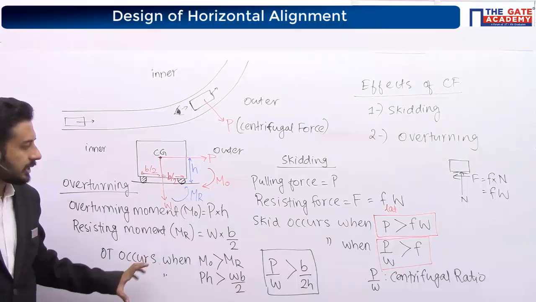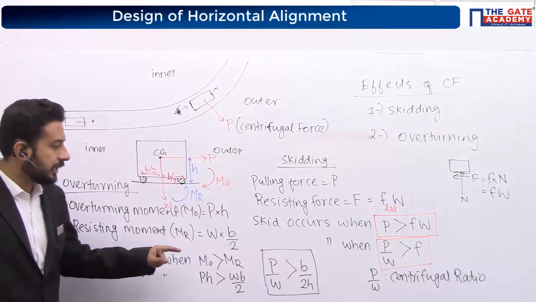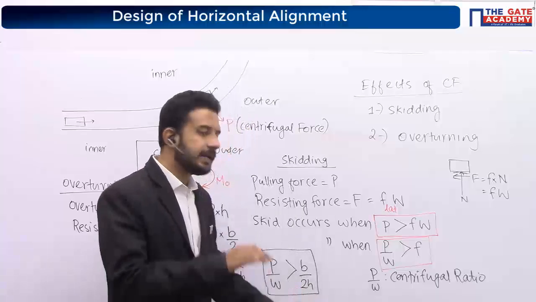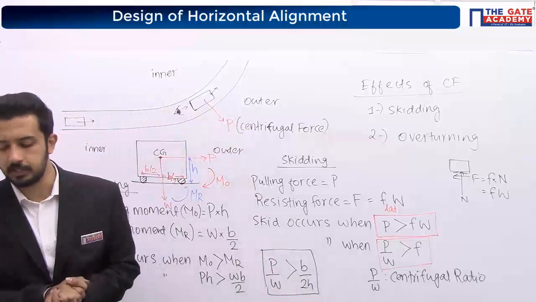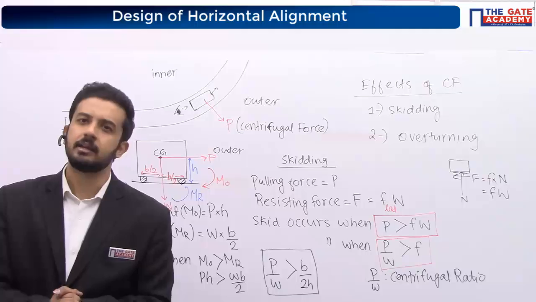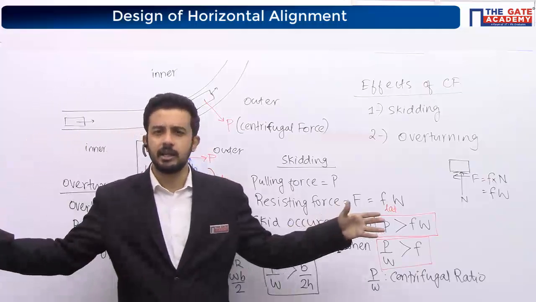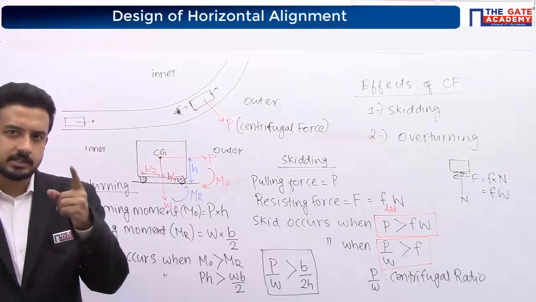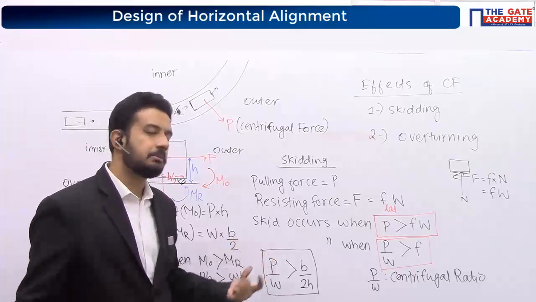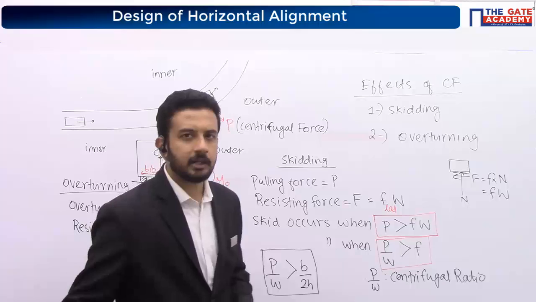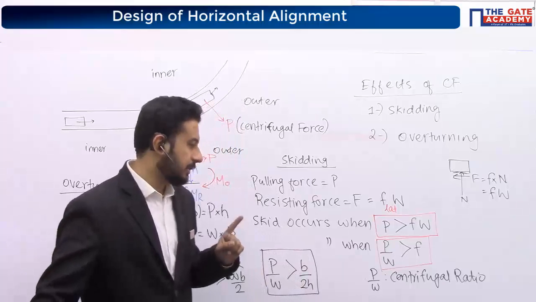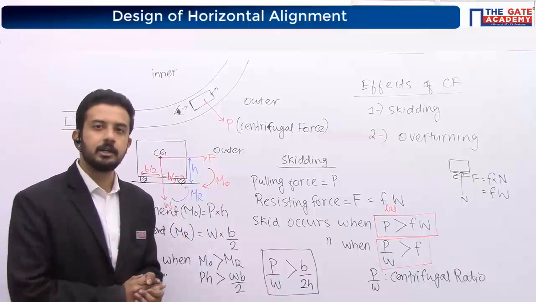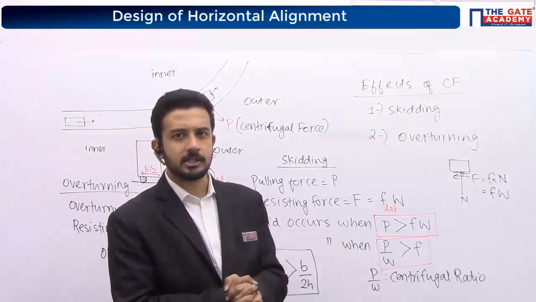So to resist overturning, what do we need? We need more width of the vehicle or a very small height of center of gravity. Is that possible practically? Can you give a very large width of vehicle? Absolutely not. IRC already told us there is a limit on this B. Remember in the previous class we discussed what the maximum width of a vehicle can be. Do you remember how much it is?